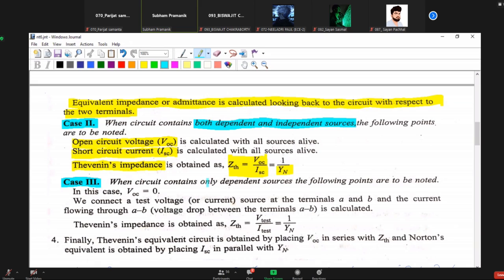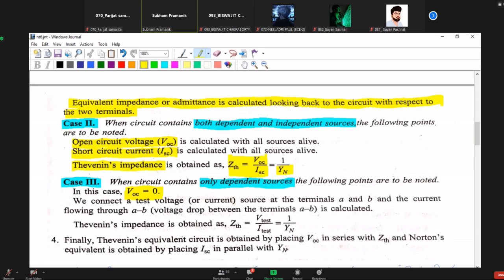When the circuit contains only dependent sources, some points are to be remembered: in this case VOC is 0. Whenever you see a circuit configuration where only dependent sources are present, we do not actually need to find the open circuit voltage, because it is always 0. It is obvious because dependent sources are basically mathematical models that we have invented for our analysis purposes that do not exist in reality.